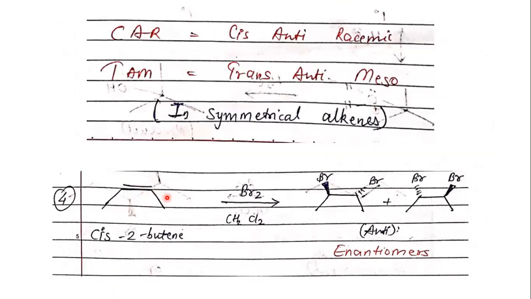Now something quite critical comes in, where the starting material itself has a symmetry, maybe a cis symmetry or a trans symmetry. So remember, only in symmetrical alkenes, remember the term CAR and TAM. CAR stands for cis anti racemic. So if your starting material is in cis configuration and there is an anti-addition going on, your eventual product will be racemic. Racemic meaning a mixture of enantiomers. If your starting material has a trans configuration and there is an anti-addition involved, the final product will be a meso compound. So we'll see one of both examples.